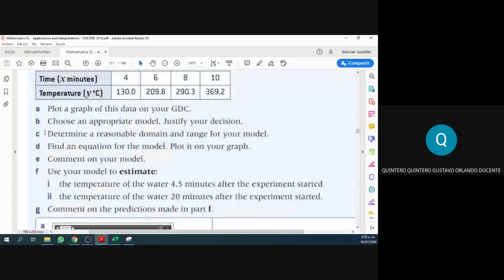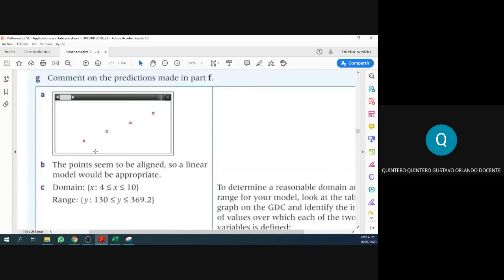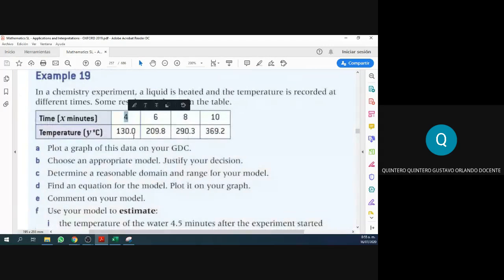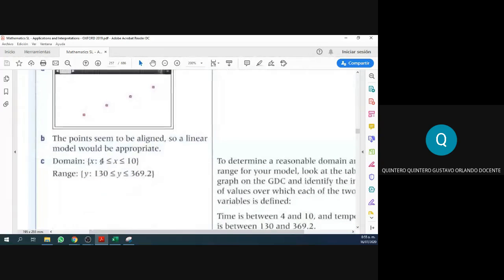All right, let's continue. Determine a reasonable domain and a reasonable range for the model. Again, we know the domain is going to be from the lowest x to the biggest x, right? And we can find those in here. The lowest x is 4, the biggest x is 10. So we can say the domain is from 4 to 10. Did you see what I did?